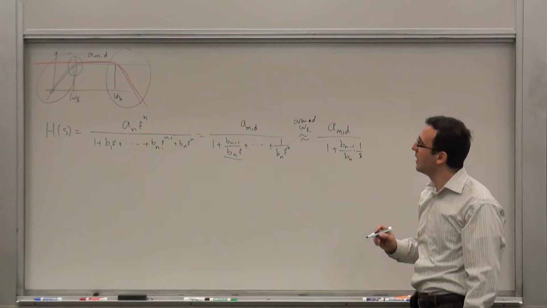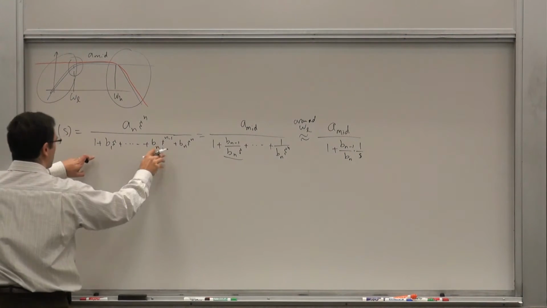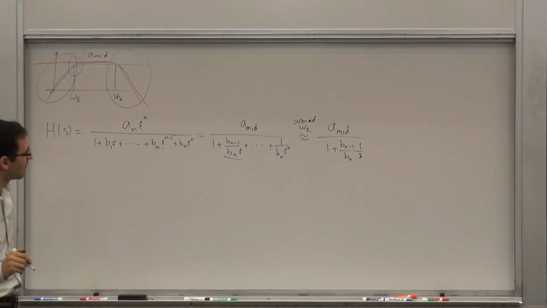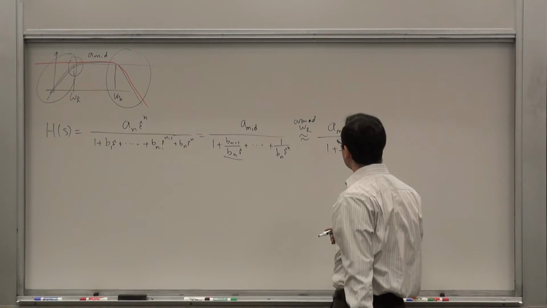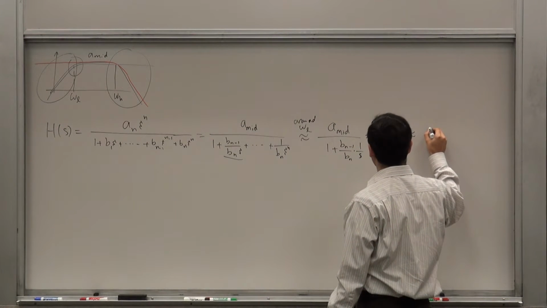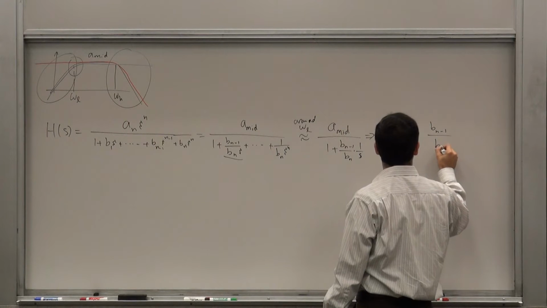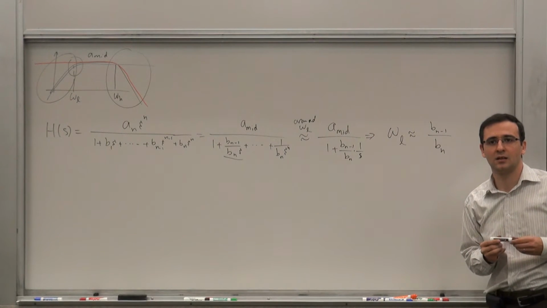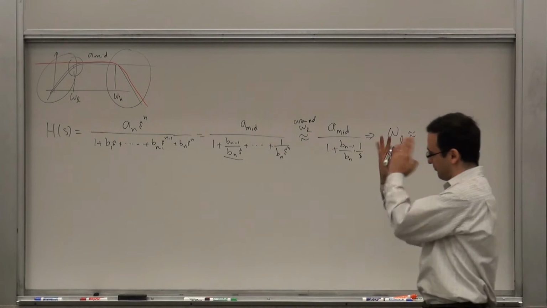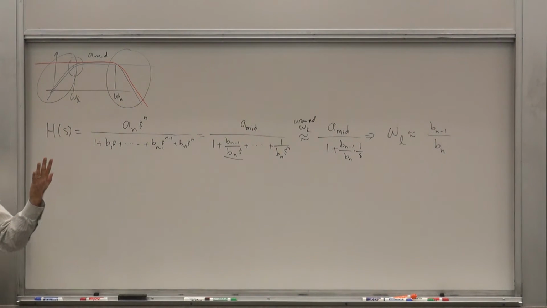The same way that you remember when we had 1 plus B1s plus B2s, we said around this frequency is equivalent to this system. Okay? So now, this basically allows me to estimate omega L as what? As Bn minus 1 over Bn. The same way that we did estimate omega H as 1 over B1. Remember that? It's the mirror image of that, really. Okay, so that's omega L estimation.